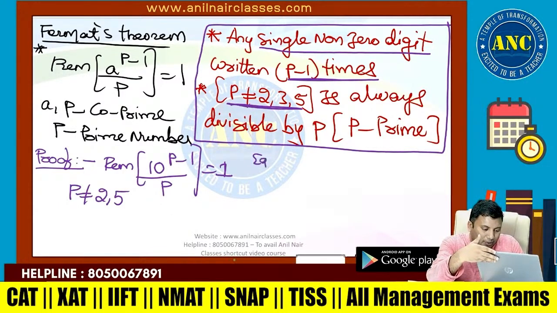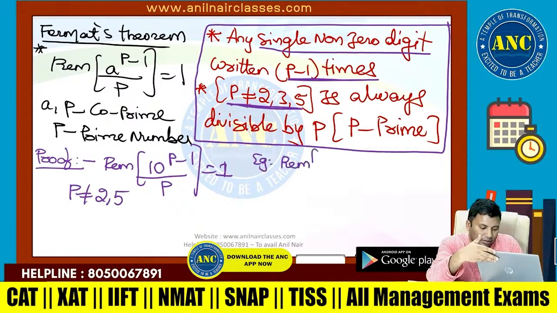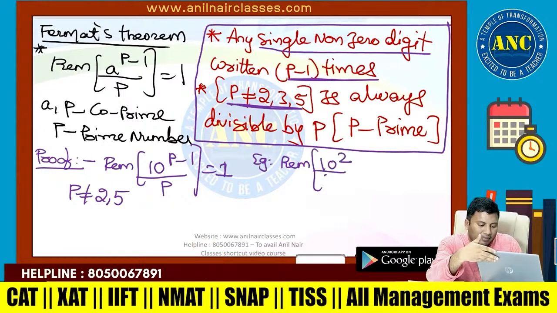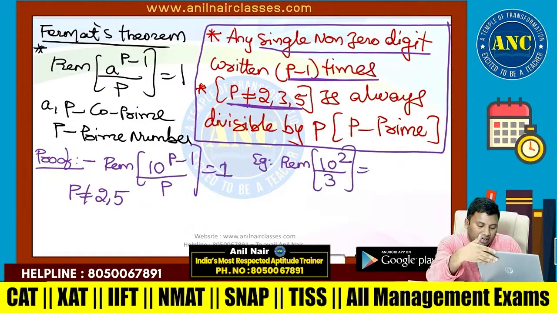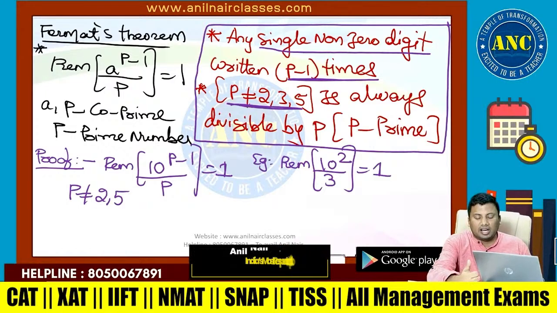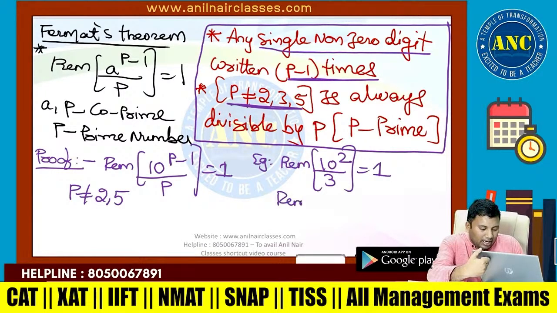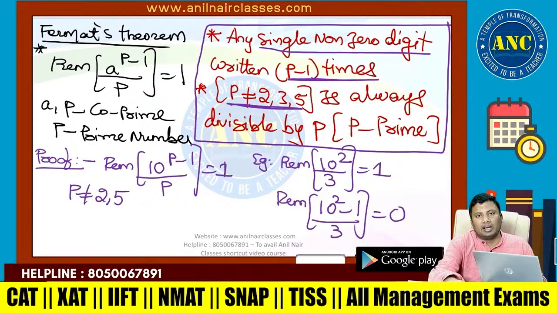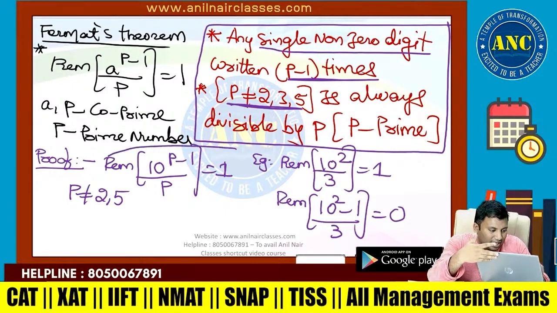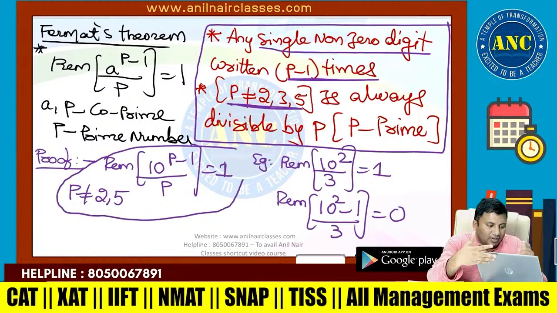Suppose an example: 10 square divided by 3, 100 divided by 3, 33 times 3 is 99, remainder 1. Can I write like this? 10 square minus 1 divided by 3, remainder will be 0. 10 square is 100, 100 minus 1 is 99, and 99 divided by 3, remainder will be 0. Am I right? Now please write down this example, then in the next slide I will give you a proof.